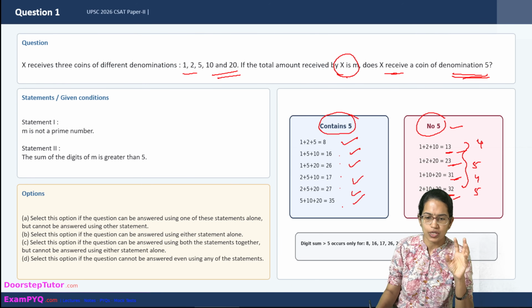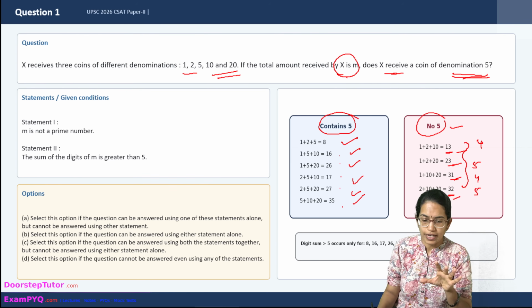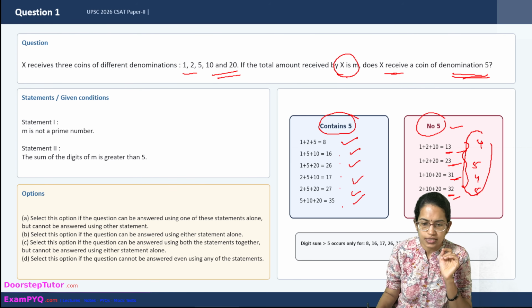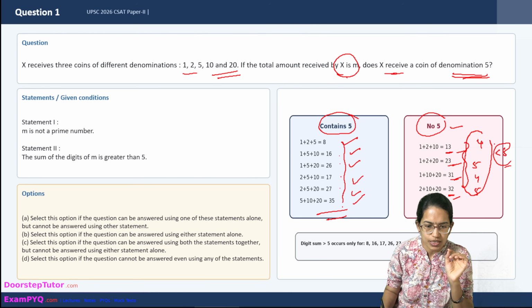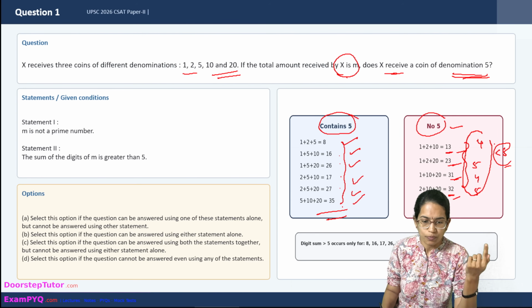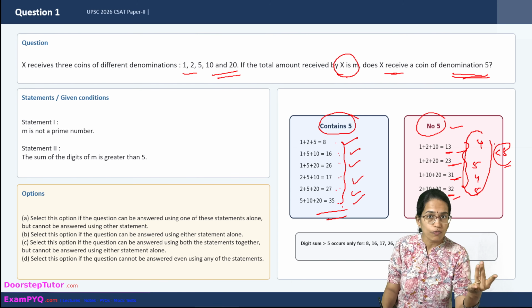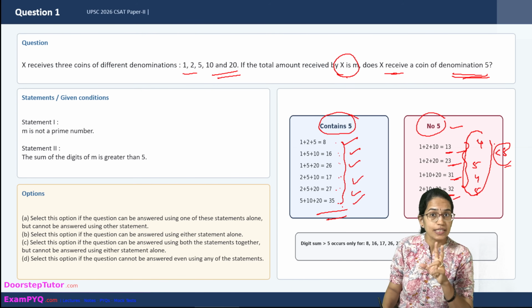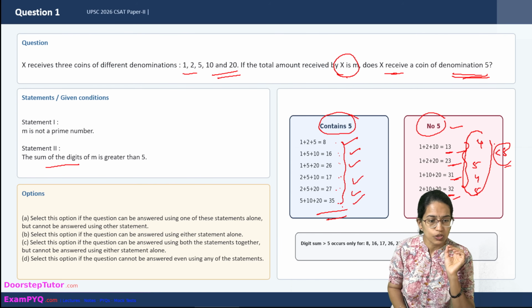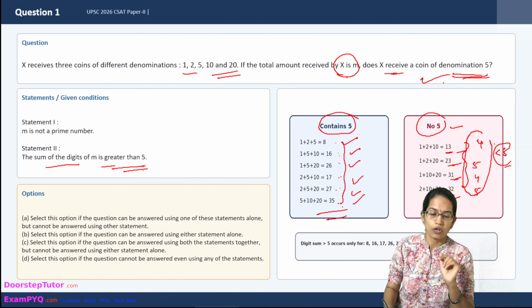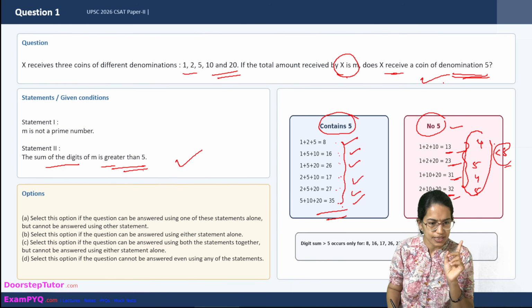Understand this carefully. When there is no number 5 in it, then all these digits which I am taking are less than 5. So only when the number 5 is included, I would have the sum of the digits which would be greater than 5. So be it 8, 16, 26, 17, 27 or 35, all of them would have the sum which is greater than 5. So when I say the sum of digits of M is greater than 5, I receive a coin of 5 denomination. That's true. I can definitely say that.